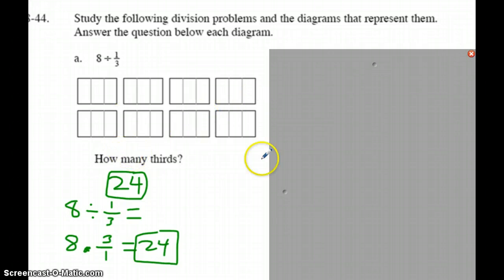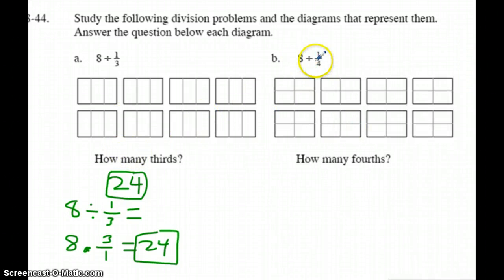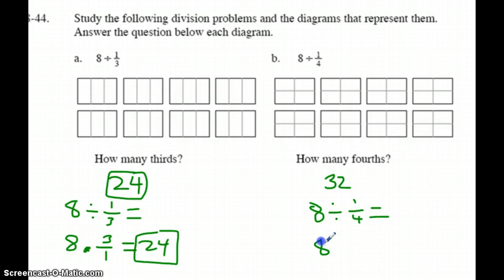So we're going to use that same strategy over here for 44b. Okay, we have 8 divided by 1/4. Well, we still have the 8 rectangles. How many fourths are in 8? Well, we have 1, 2, 3, 4, 5, and so on, up to 32. If you counted them all up, we have 32 fourths, which, again, if we had 8 divided by 1/4, and we did our drop, flip, switch, 8 times 4 gives us 32.